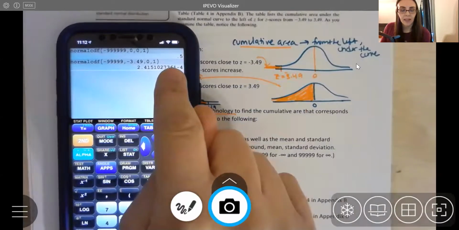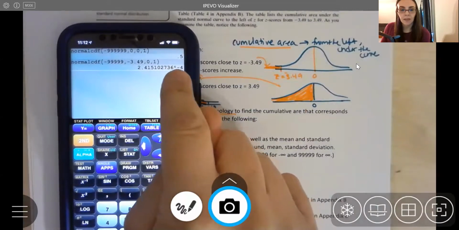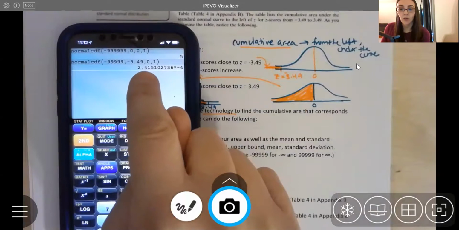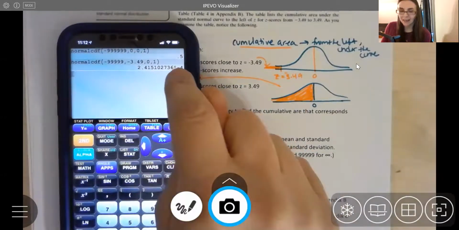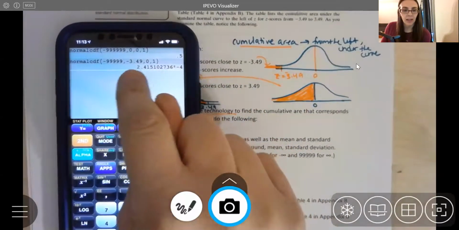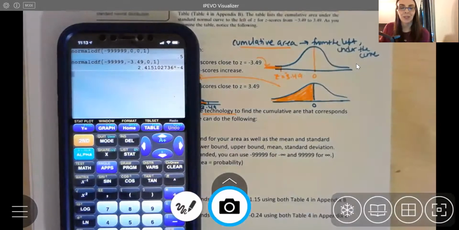Now, if you see that e to the negative 4, that means to take that decimal point and move it 4 spots left. So a negative means to move left here. So you're getting 0.00024 as your answer. So very close to 0, like we had.